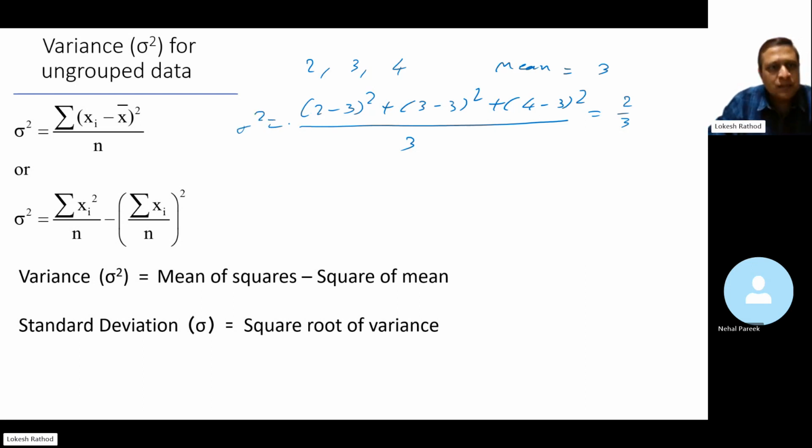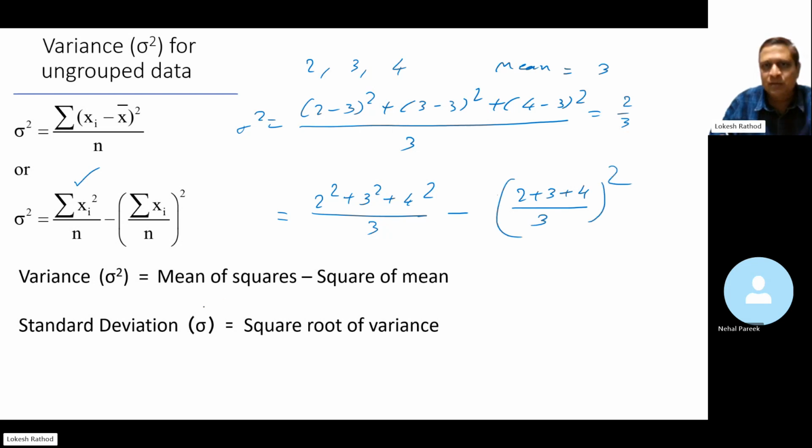There is another formula for finding variance: sigma xi square over n minus (sigma xi over n) whole square. So variance is basically the mean of squares minus the square of the mean. By this formula, sigma xi square is 2 square plus 3 square plus 4 square divided by n, minus sigma xi over n, that is the mean, which here is 3. That is (2 plus 3 plus 4) divided by 3, whole square.